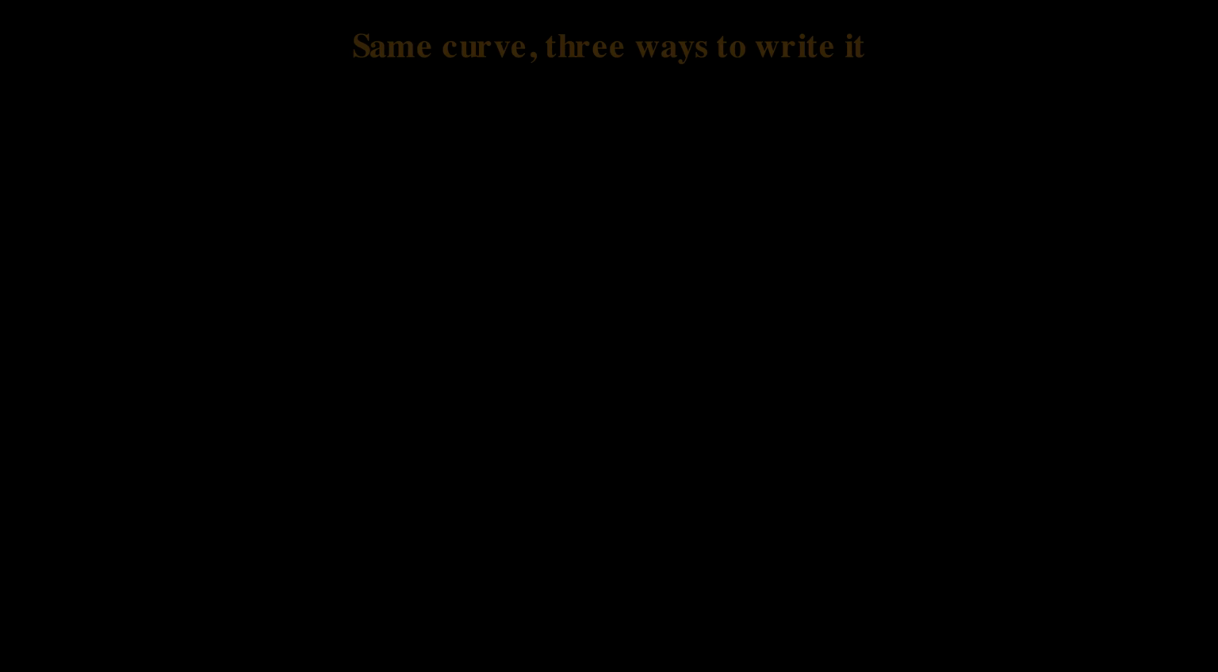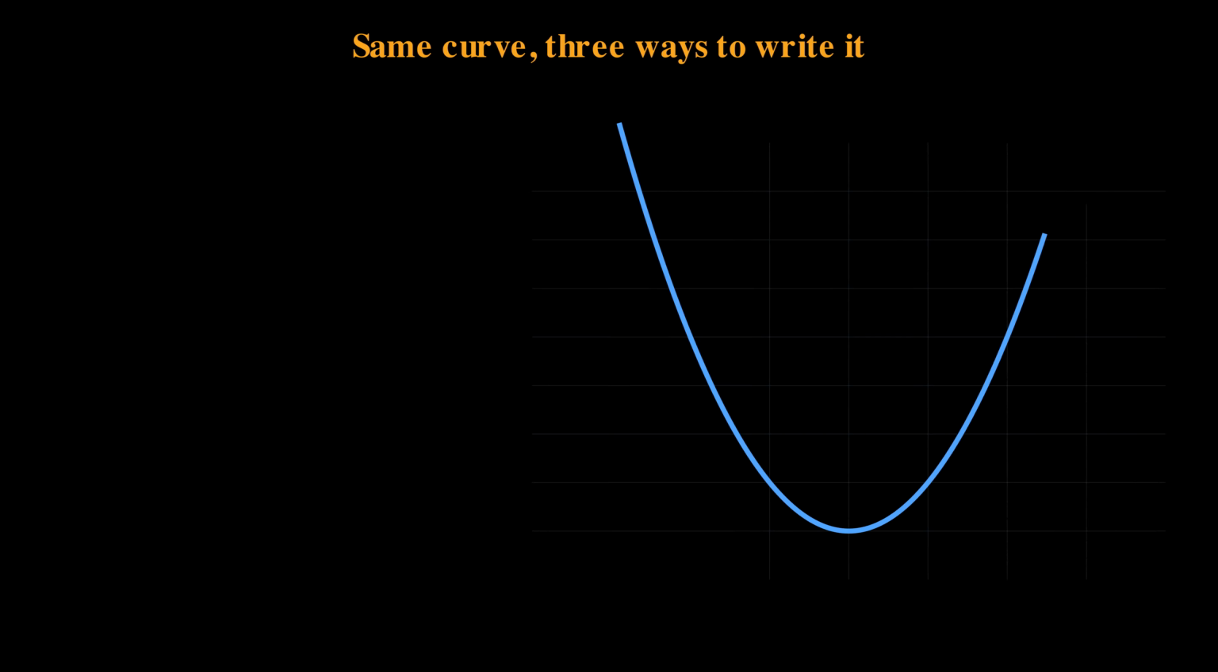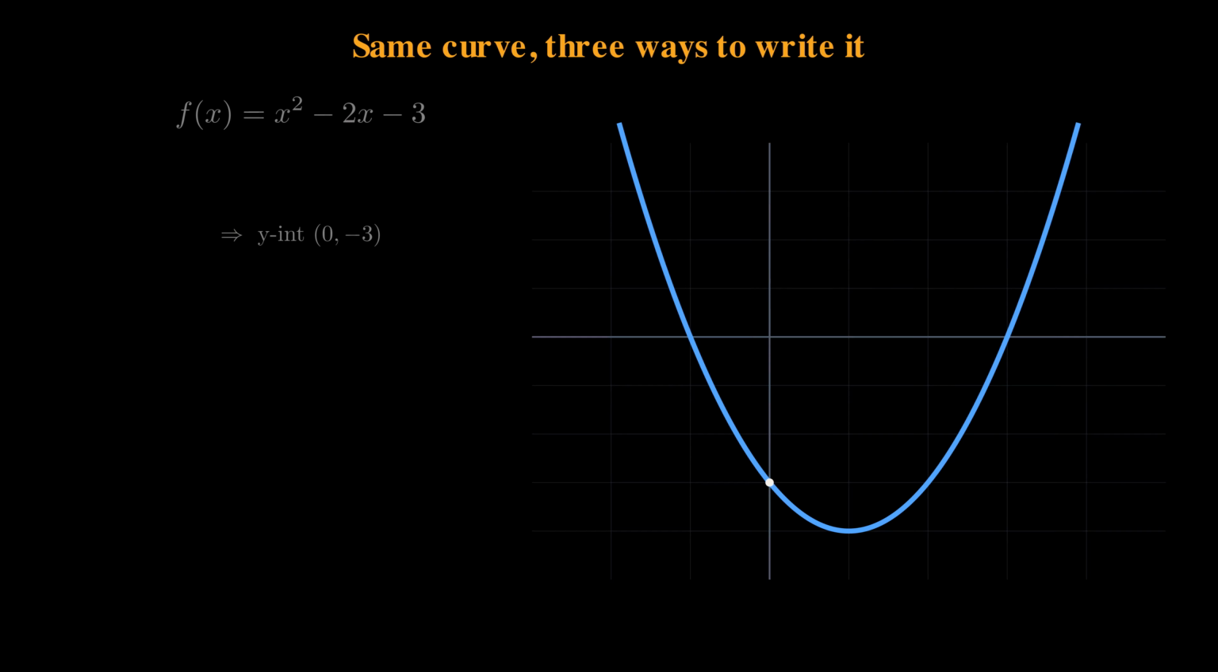Let's make the big idea unmistakable. Here's one fixed parabola. It will not move for the rest of this beat. Written the general way, it's x squared minus 2x minus 3. And from that, we read the y-intercept, (0, minus 3), straight off the constant. Now factor it. The very same expression is (x plus 1)(x minus 3). Nothing about the curve changed, only how we wrote it.